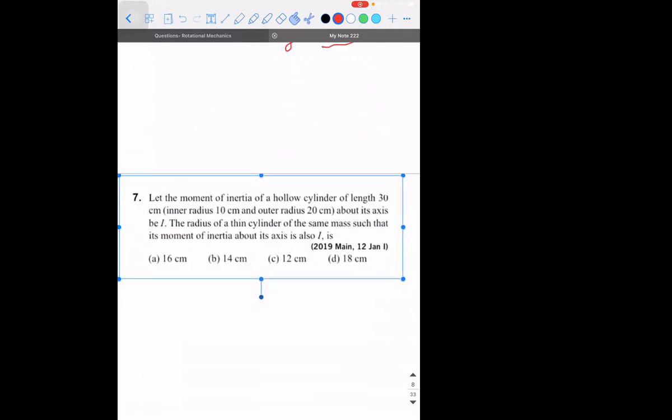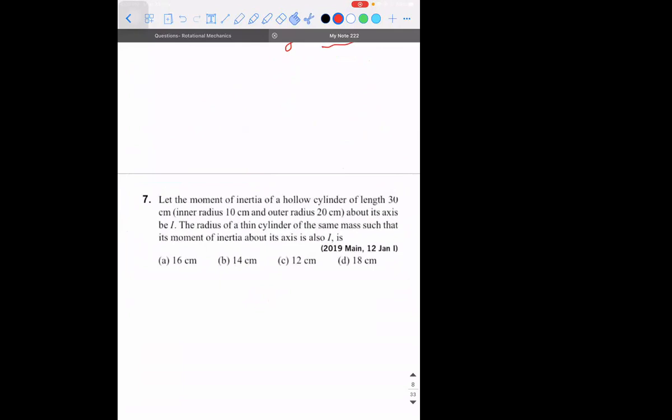Let the moment of inertia of a hollow cylinder of length 30 centimeter, having inner radius of 10 centimeter and outer radius of 20 centimeter, about its axis be I. The radius of the thin cylinder of the same mass, such that its moment of inertia about its axis is also I, is how much? So indirectly they're asking you the radius of gyration.